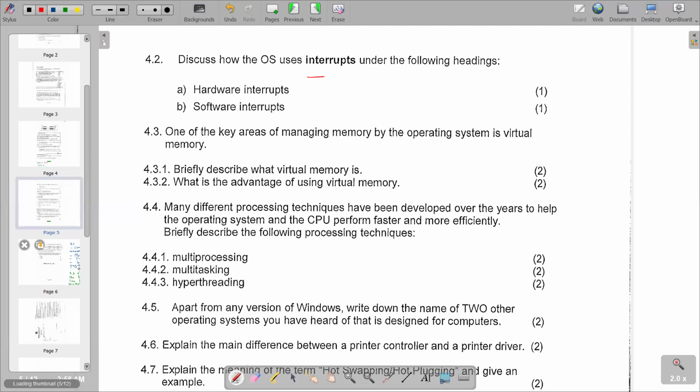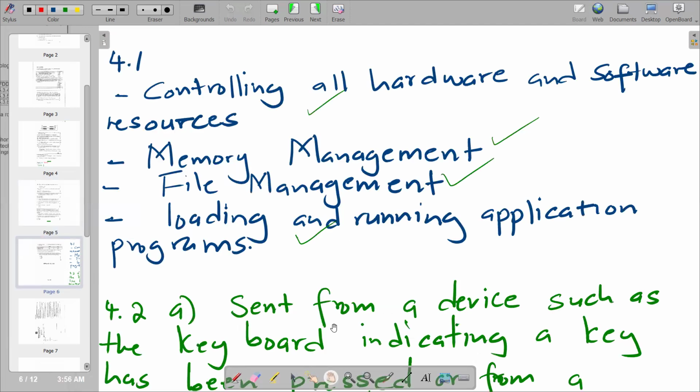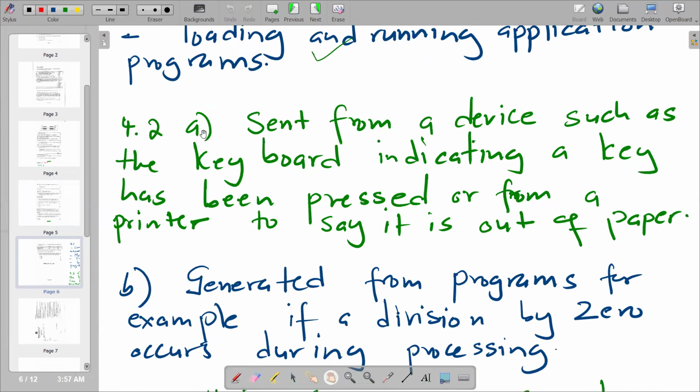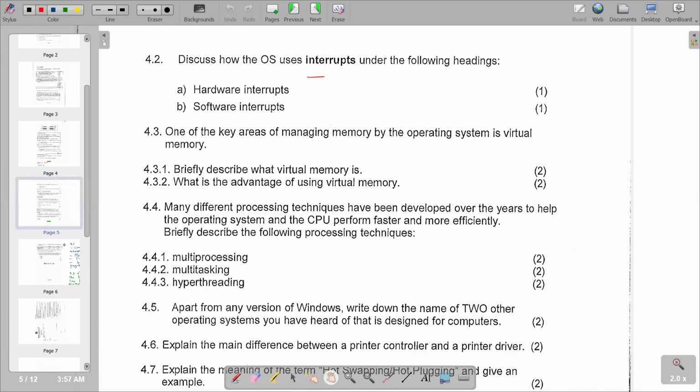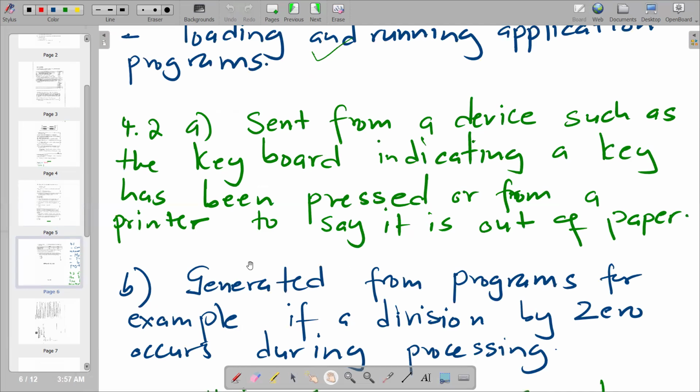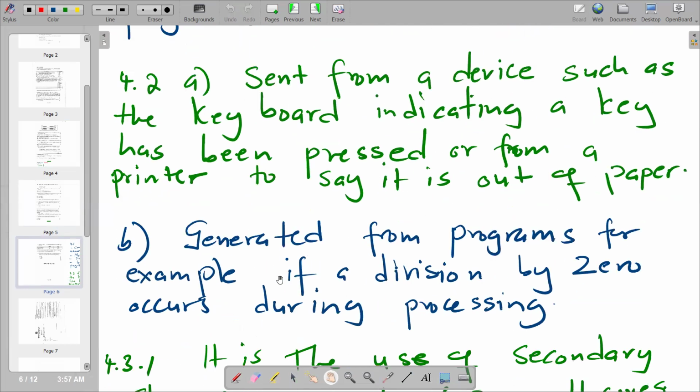On hardware interrupts, the explanation that we have here is: sent from a device such as the keyboard indicating a key has been pressed, or from a printer to say it is out of paper. That's the explanation that we have in terms of hardware interrupt. Then you look at the second part, which is the software interrupt. On the software interrupt, it reads: generated for programs, for example, if a division by zero occurs during processing. So that's on the software part.